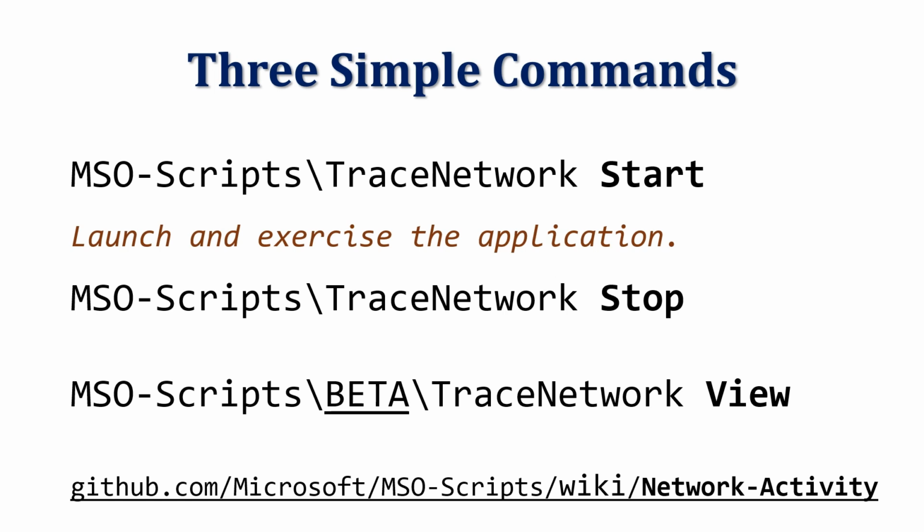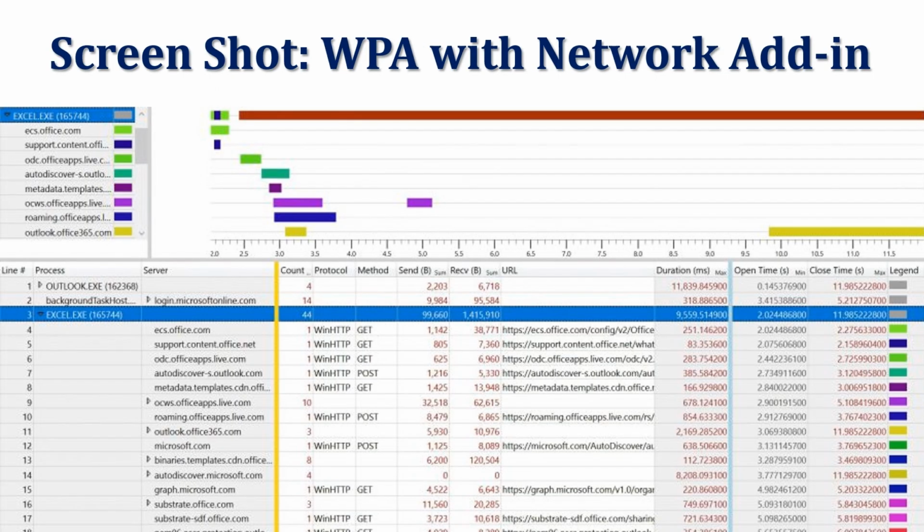So, after cloning or unzipping the MSO-Scripts toolset, these three TraceNetwork commands will do the job: start, stop, and view. For the view command, do use the version in the beta subfolder. That gets you the WPA add-in which organizes everything. Like this. Here in WPA, we see a recently installed excel.exe doing gets and posts to numerous servers via 44 different URLs.